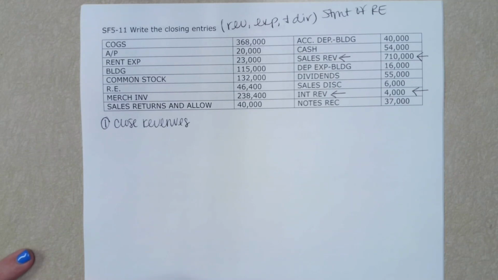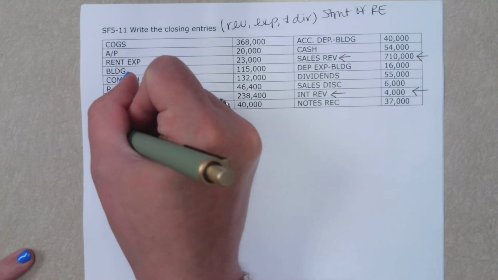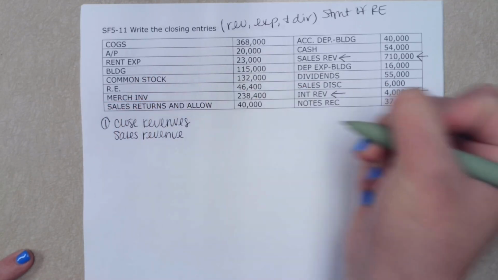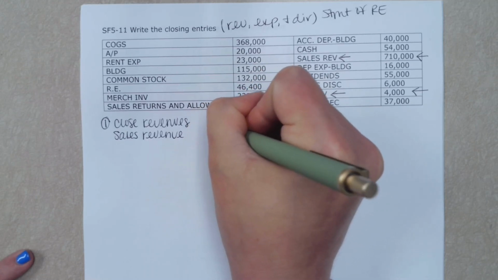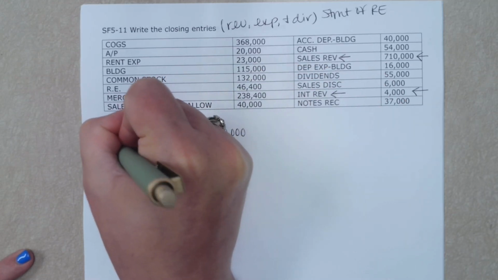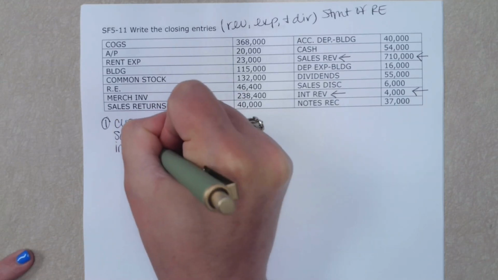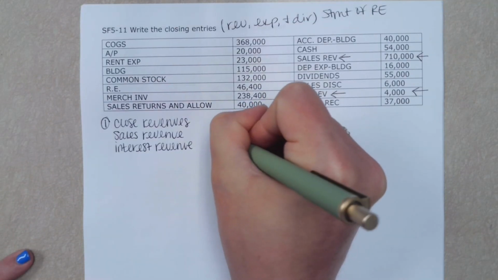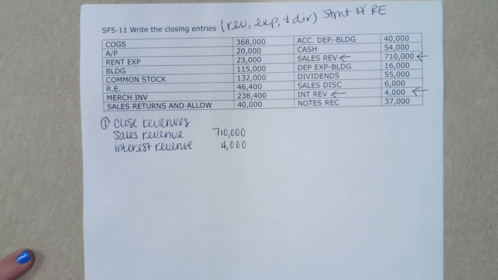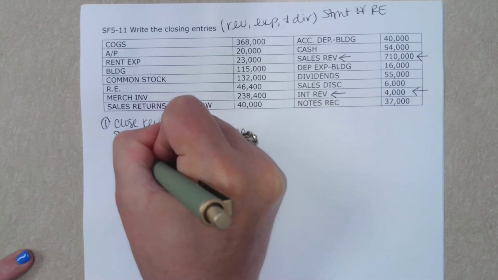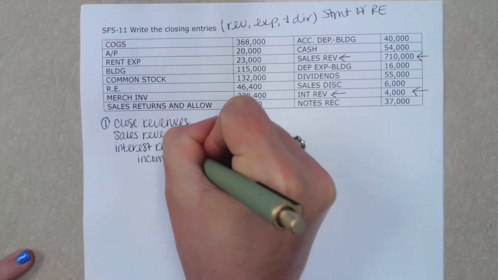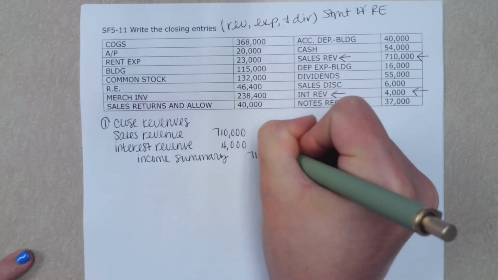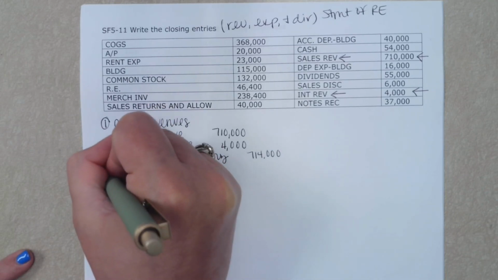Remember, they carry a normal credit balance, so we will be debiting those. So we will debit sales revenue for $710,000, interest revenue, which is $4,000. And then the total of those is what's going to be our credit to income summary. Remember, that's our temporary holding account. So that's all we got to do for that one.